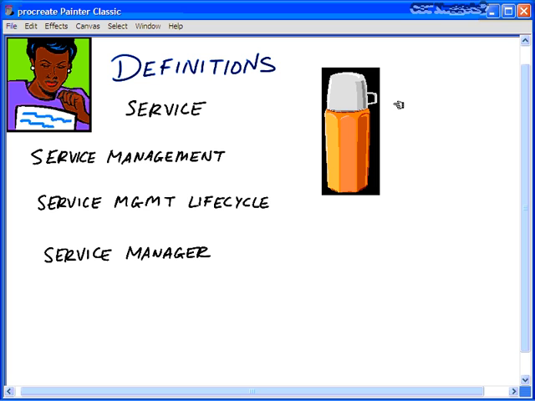So fundamentally, a service is a way to deliver value to customers by facilitating the outcomes that a customer wants to achieve without having to take on specific costs and risks that they deem to be unacceptable. And again, it's that ownership of cost and risk that is an agreement between the customer and the service provider.